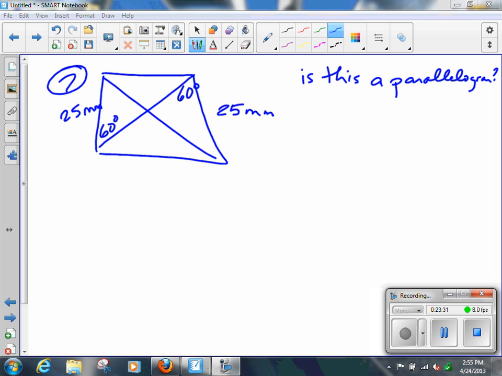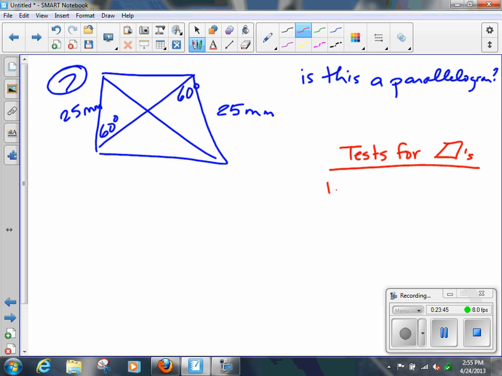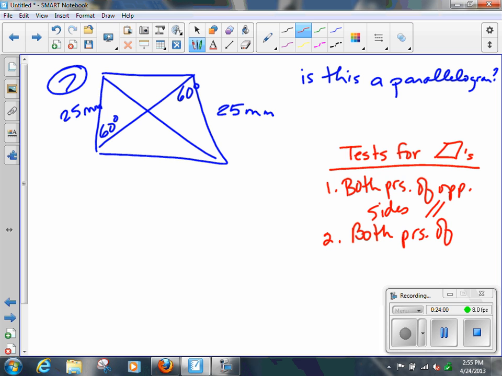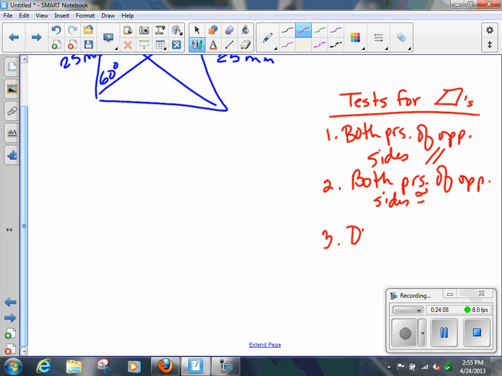Do you know that both pairs of opposite sides? Flip back to the first page, at the very bottom. Look at the part that says tests for parallelograms. It said both pairs of opposite sides are parallel. The second one said both pairs of opposite sides are what? Congruent. The third one says, what's the third one? The diagonals bisect each other.